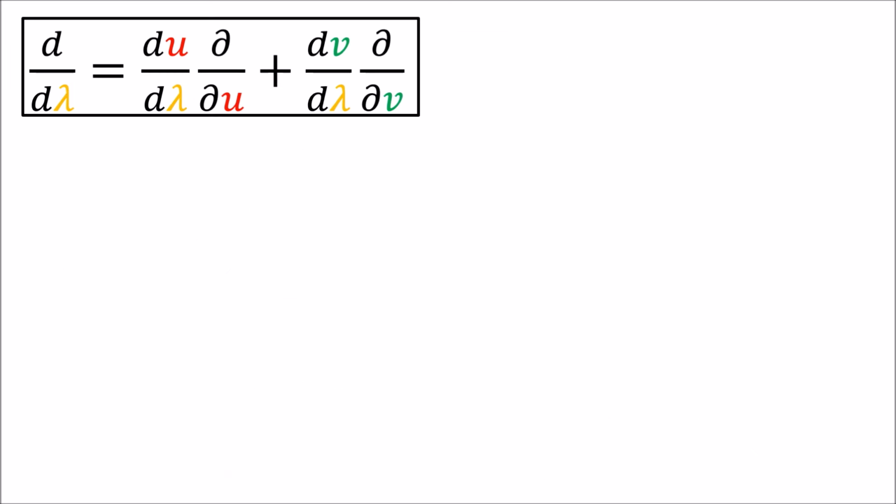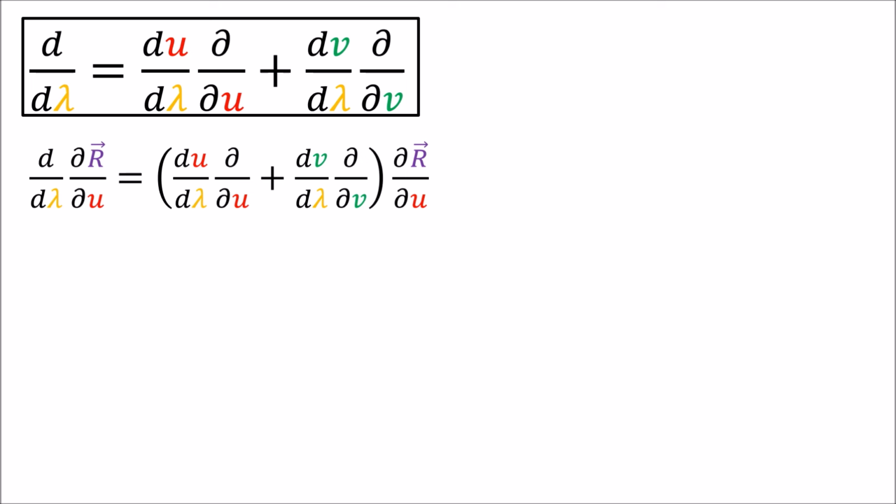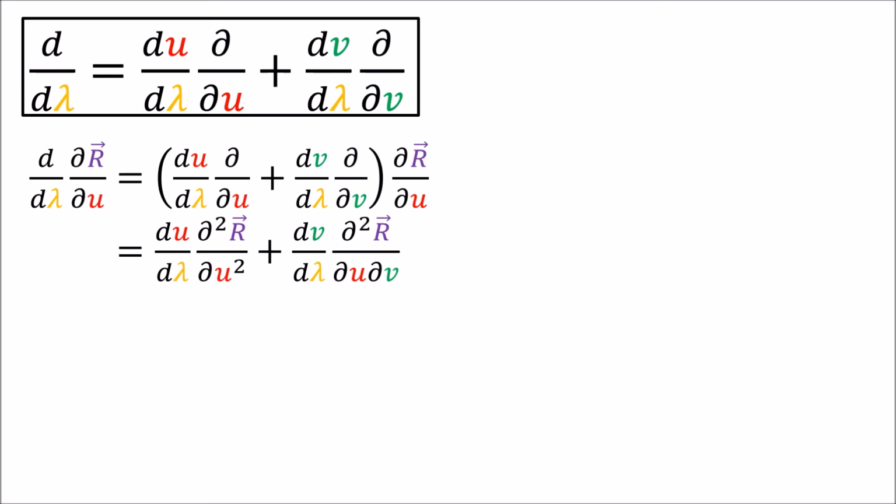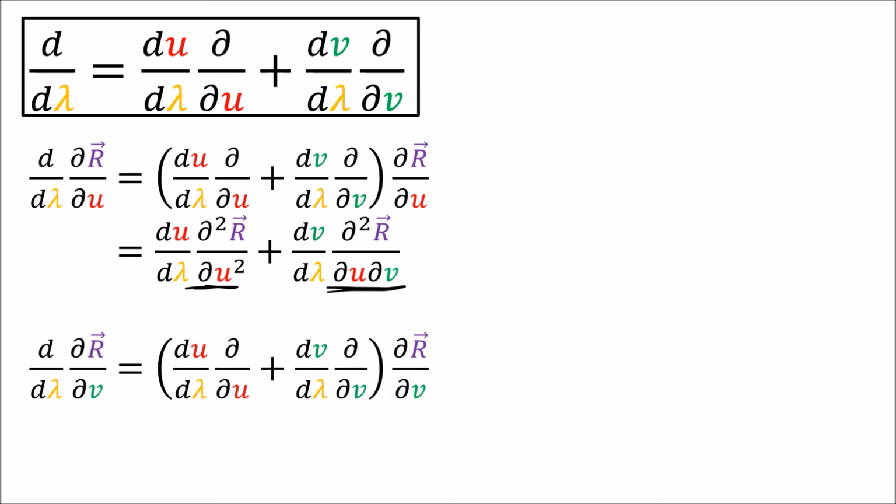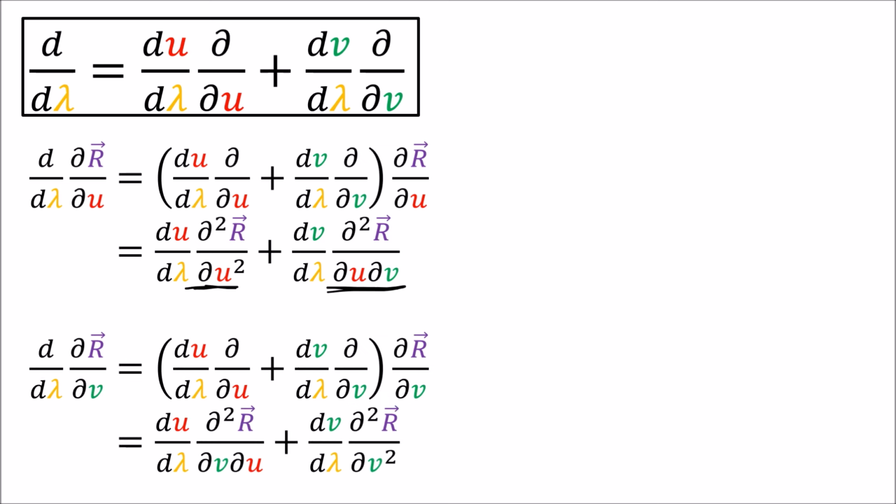So we know by the multivariable chain rule that the lambda derivative operator can be expanded out as a linear combination of the u and v derivative operators like this. So d by d lambda of the u basis vector is really equal to this. We act on the u basis vector with these partial derivatives with respect to u and v, so we get this expression with these two second order derivatives. And we can do something similar for the v basis vector, and we get an expression with these two second order derivatives.